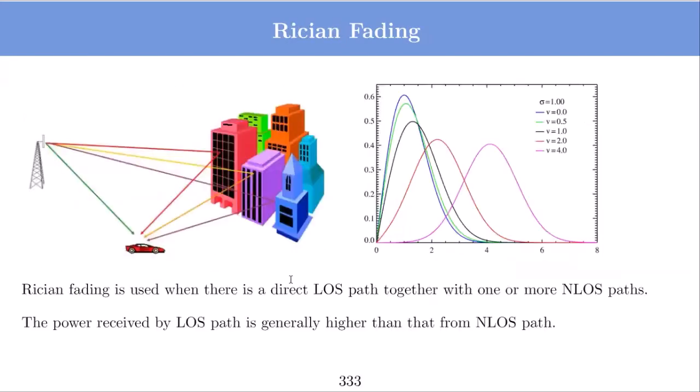The second is the Rician fading. You expect Rician fading when there is a line of sight path and multiple non-line of sight paths. It is used when there is a direct line of sight path together with one or more non-line of sight paths. In that case, the power from the line of sight is generally higher than the non-line of sight path. And the distribution looks something similar to this.